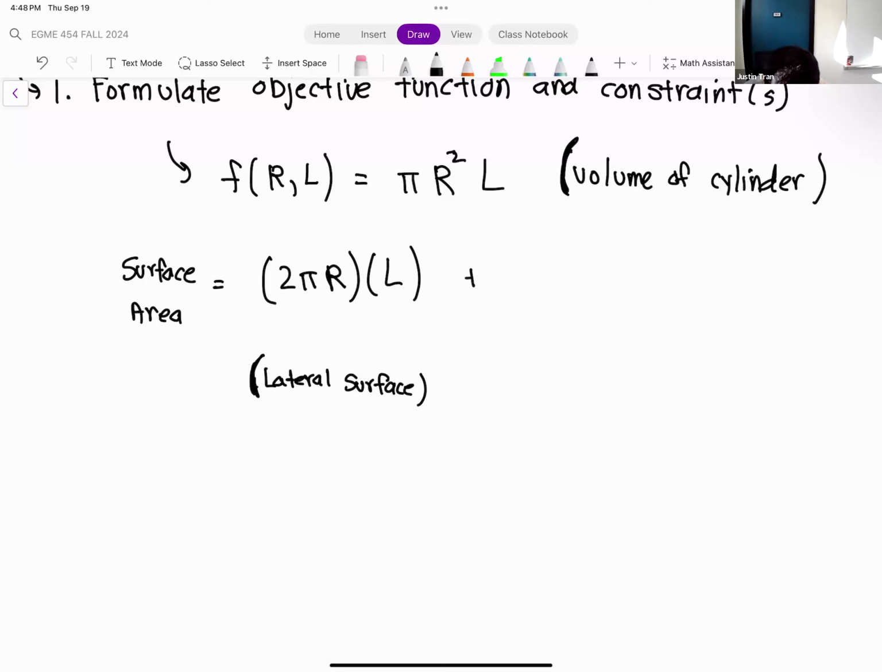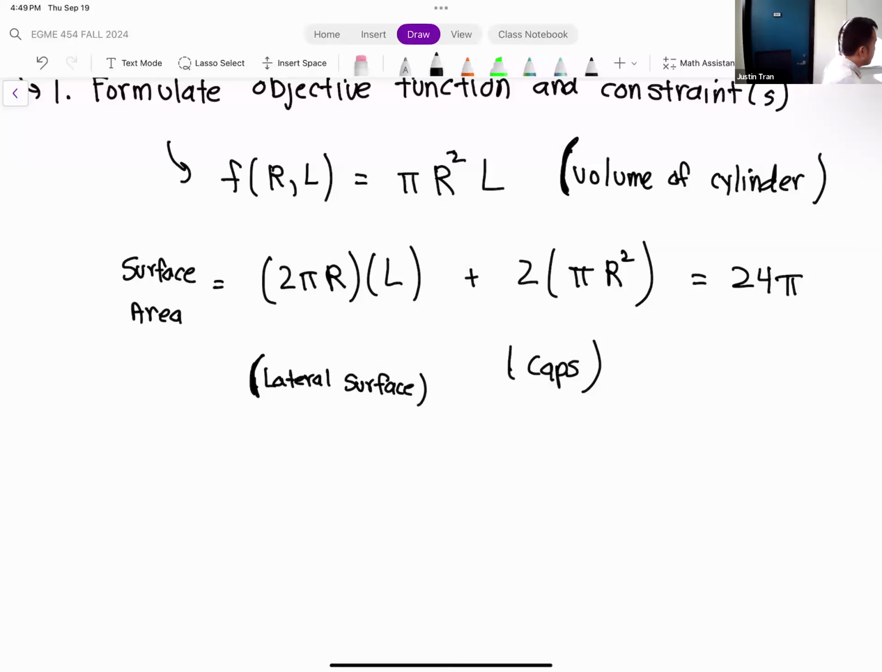But we also need the surface area of the caps as well. And there's two of them, so we multiply by 2. The surface area of the caps is just the area of a circle. And so that's the total surface area of our cylinder. According to the problem, this is going to be constrained to a value of 24 pi.